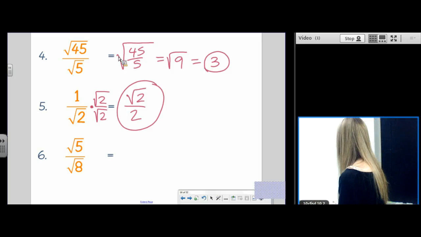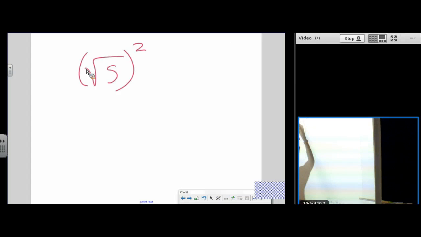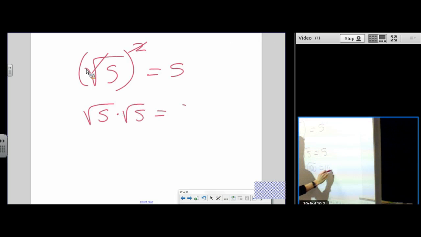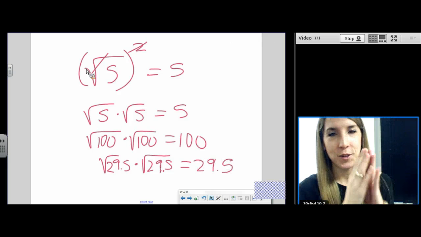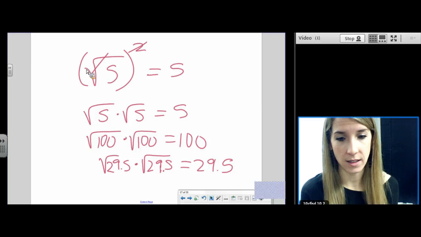We went over this a little bit yesterday, but I don't think that this has sunk in. Remember when we talked about how when you take a radical and you square root it and you square it, they cancel? And this just equals 5? That's the same as writing square root 5 times square root 5. It's just 5. What's the square root of 100 times the square root of 100? Well, it's just 100. What's the square root of 29.5 times the square root of 29.5? Well, it's just 29.5. So I hope that that makes sense. When you multiply the square root of a number times itself, the radicals cancel, and you just get the radicand. Okay?